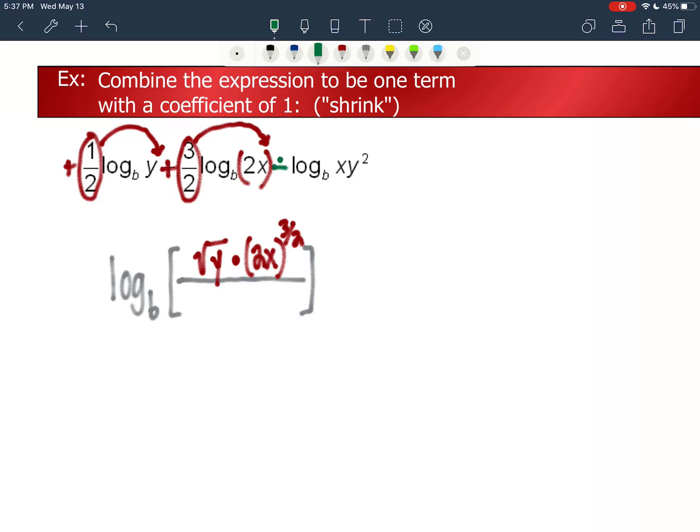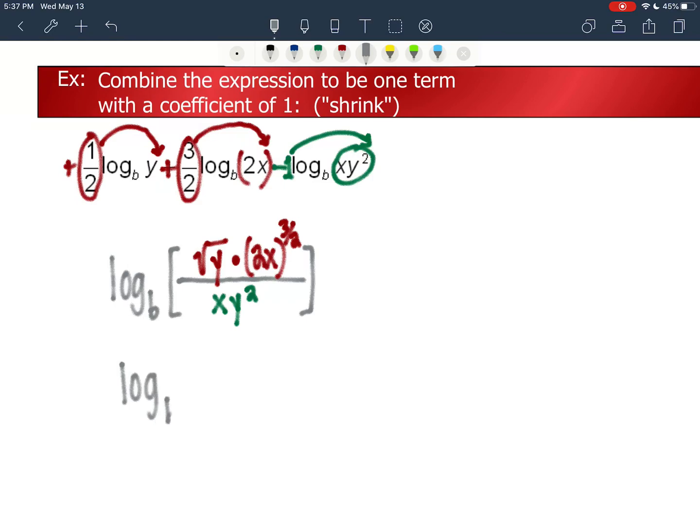Then again, this negative tells me that I'm going to have the argument in the denominator. So x, y squared. There was no number here. If I think about putting a 1 there, it's just raised to the first power. The negative tells me the denominator, and all of the argument goes in the denominator that's attached to that negative logarithm.